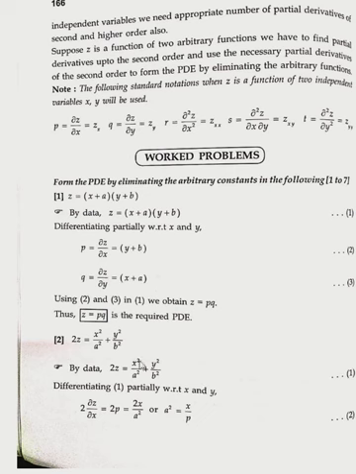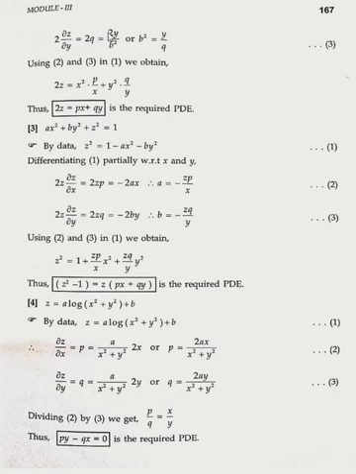Treated x as constant, therefore this is constant 0. Plus, what is the differentiation of y square? That is 2y, divided by b square. Divide 2 on both sides, 2 gets cancelled. Therefore q is equal to y by b square. Cross multiply: b square is equal to y by q.